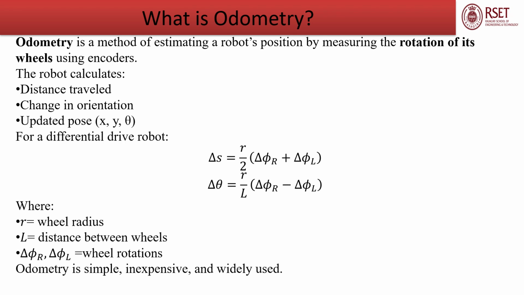Now we'll see what odometry is. Odometry is essentially internal position estimation based on wheel movement. When wheels rotate, encoders measure the angular displacement, and using robot kinematics, we calculate how much the robot has moved. This is called dead reckoning. Why dead reckoning? Because the robot does not use any external reference. It simply trusts its previous position and calculates the next one based on motion commands.